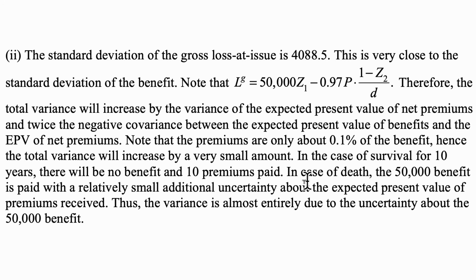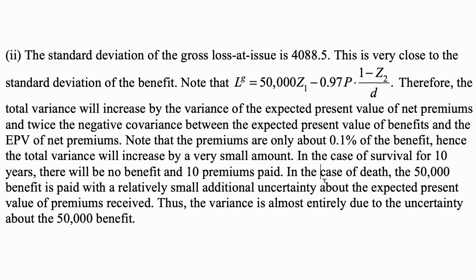In case of death, 50,000 benefit is paid with a relatively small additional uncertainty about the expected present value of premiums received. Thus, the variance is almost entirely due to the uncertainty about the 50,000 benefit. This part here is very, very close to the overall variance of this expression.